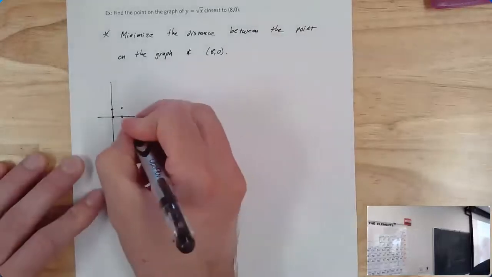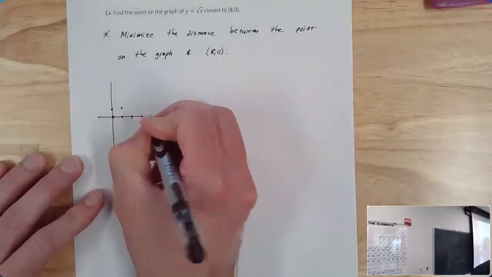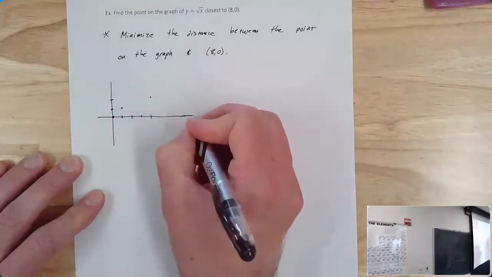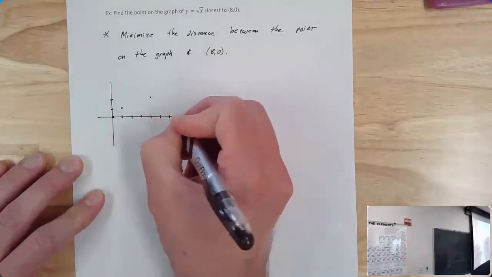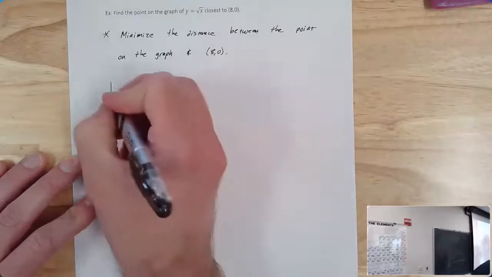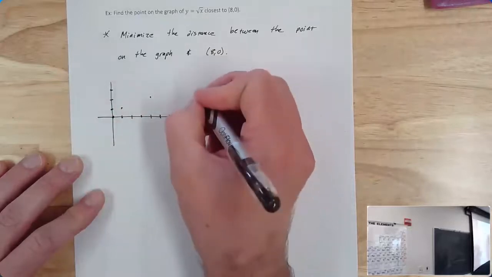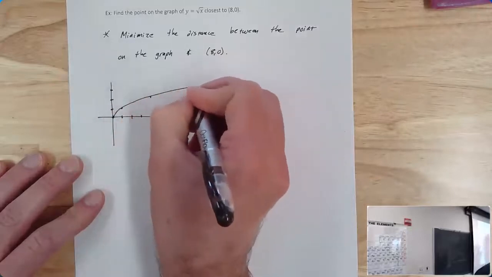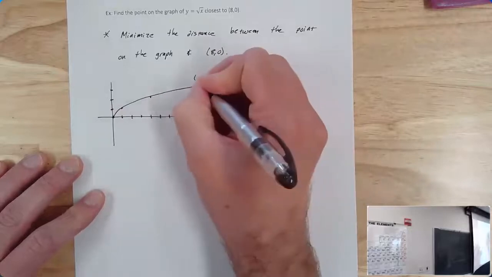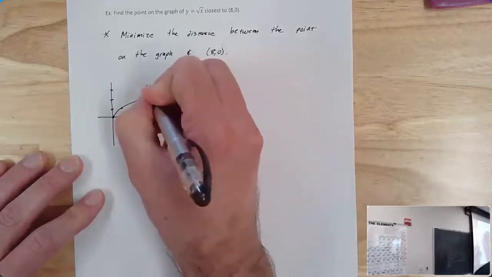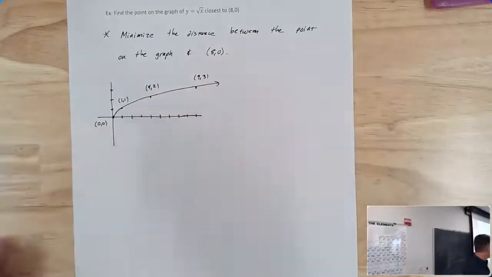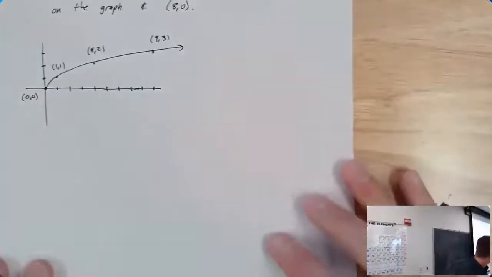So I'm going to pick x equal to 4 and y equal to 2, because if x is 4, the square root of 4 is 2. And the last point I'll graph is x equal to 9. If x is 9, y is going to be 3. So there are some points on my graph. It looks kind of like this. Technically the graph has an infinite number of points on it. I'm just recognizing a few of them here, the easy ones.